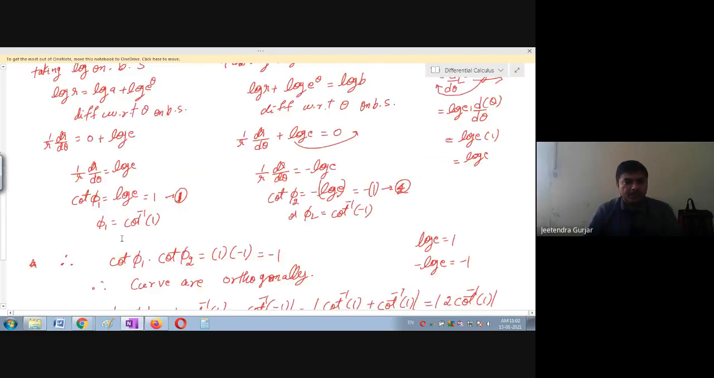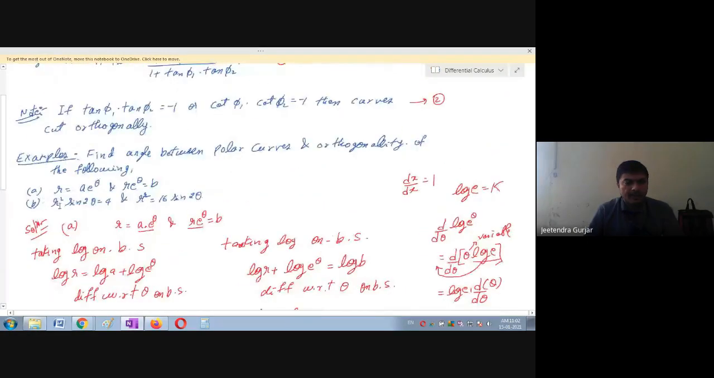Okay, students, will you please try for the next value? r square sine 2 theta is equal to 4 and r square is equal to 16 sine 2 theta. Yes, students, will you try? Please try for the next values. Okay, let us see.